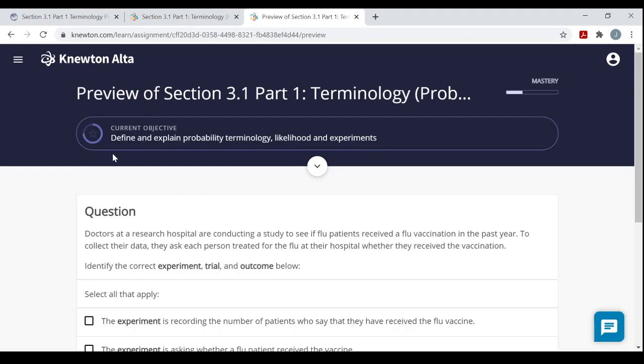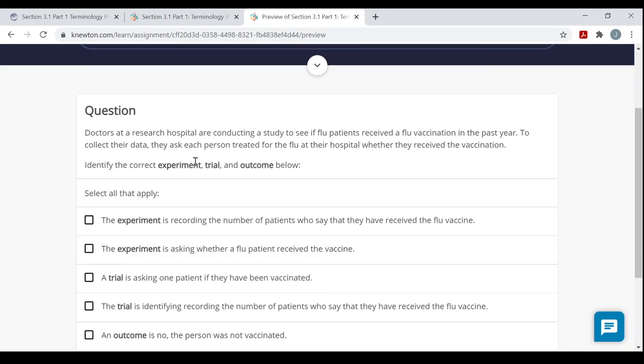Okay, now we're back to a question about the terminology. So again, here, doctors at a research hospital are conducting a study to see if flu patients received a flu vaccine in the past year. To collect their data, they ask each person treated for the flu at their hospital whether they received the vaccination.